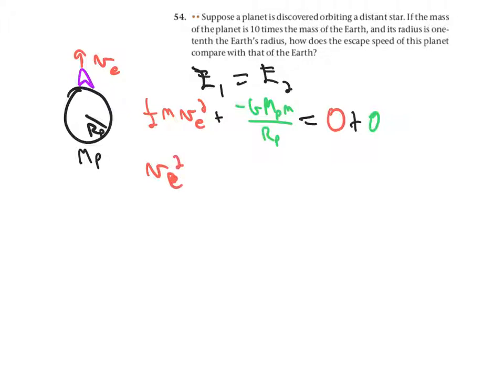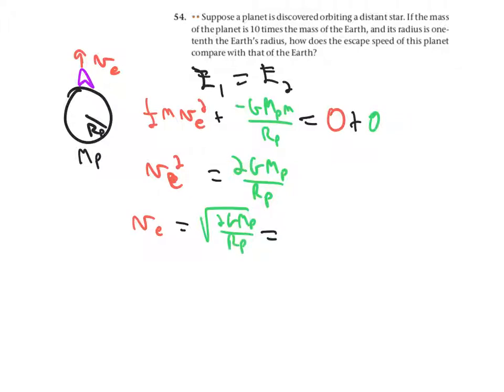Not surprisingly, the mass of the rocket drops out, and we end up with the escape velocity squared being 2G times the mass of the planet over the radius of the planet. And then I guess we can take the square root of both sides, and we have the square root of 2G M_P over R_P.